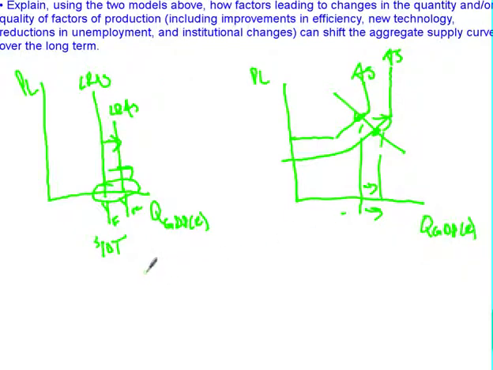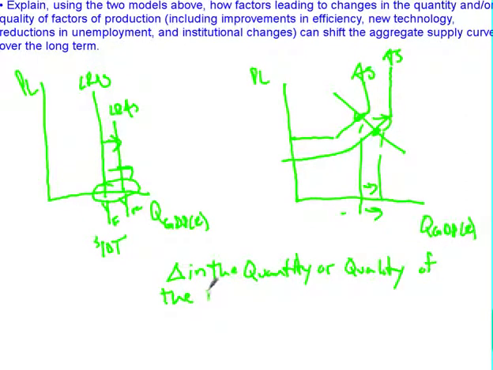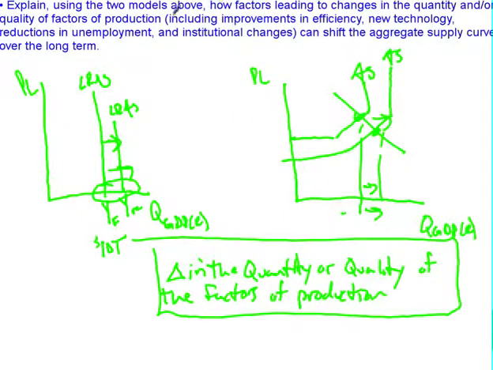And this is a phrase that I want you to learn and be able to write down, that I would expect to see on a test, and that is a change in the quantity or quality of the factors of production. And yes, I know it's already written at the top, but just for emphasis, I want you to write it again. Quantity and quality of the factors of production, including improvements in efficiency.